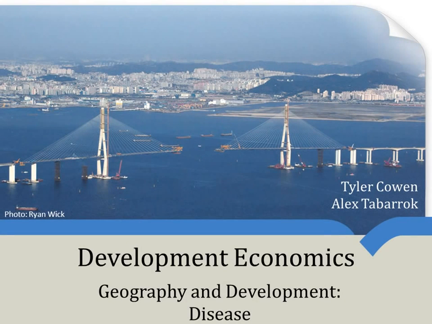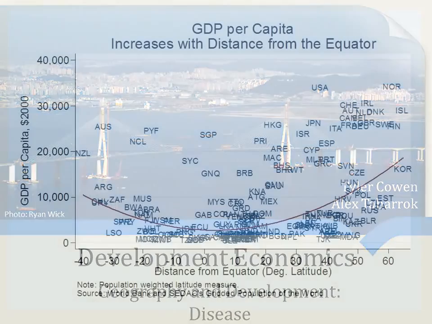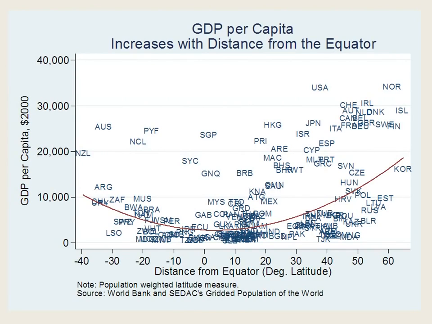Today we're continuing our discussion of geography and development, focusing in particular on the influence of disease. So this graph shows something quite remarkable. GDP per capita increases with distance from the equator. And this is not just a northern hemisphere effect, it happens in the southern hemisphere as well.